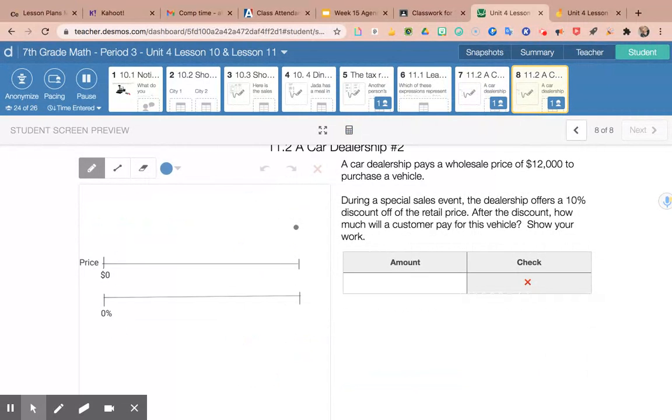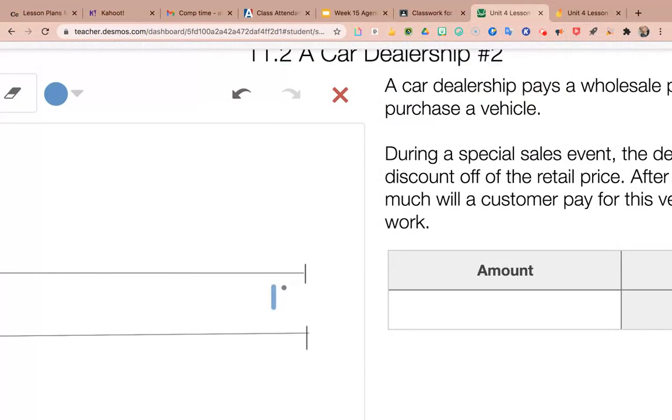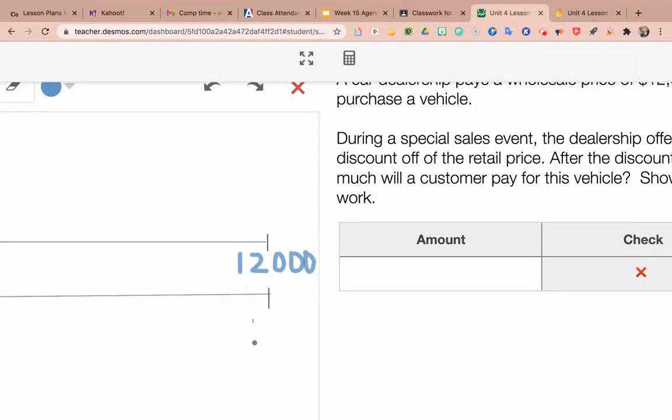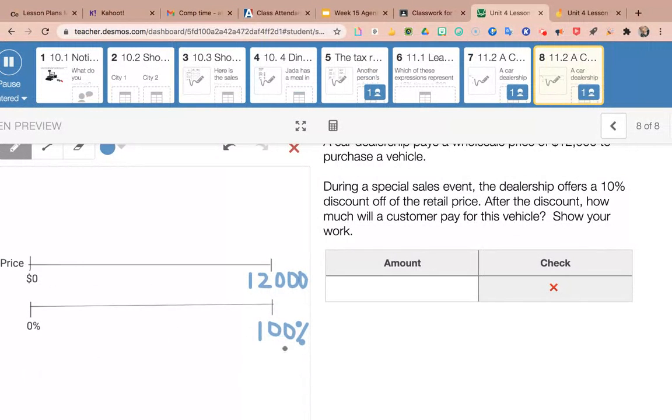And then for number 8, it says a car dealership again pays $12,000. Okay. So that's how much money is the wholesale price. So the original price that they paid for the car was again $12,000. So this is the same as the last one. So the $12,000, so price goes on the top, percents on the bottom.